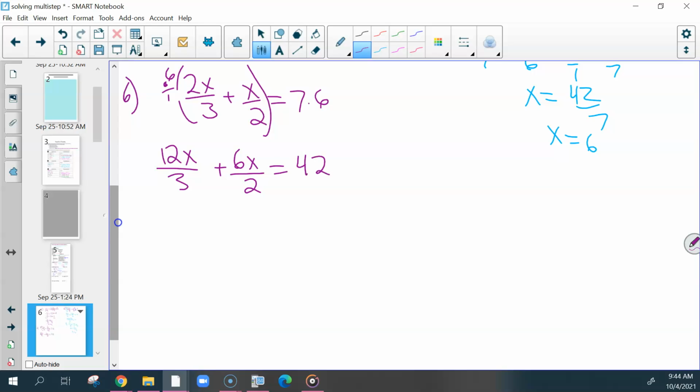Right now, you're probably thinking, well, we still have fractions, but they'll go away. Now we can simplify. 12 divided by 3 gives us 4. 6 divided by 2 gives us 3. And now we no longer have fractions. Now we can combine our like terms and solve for x.